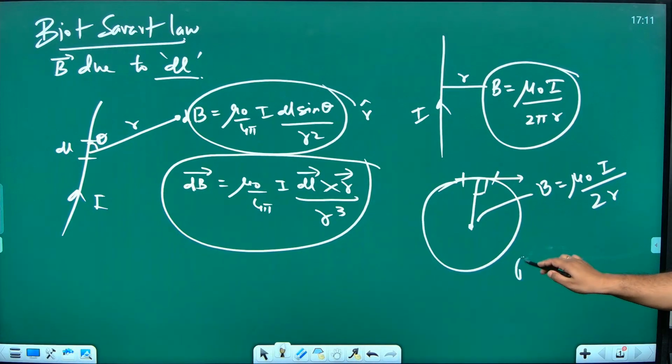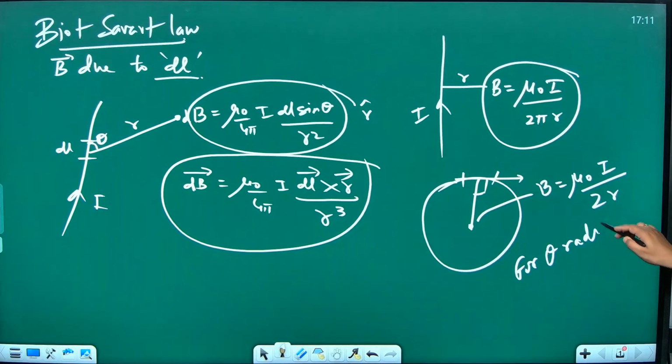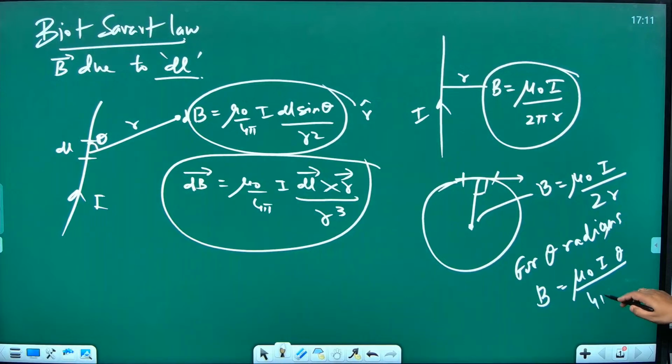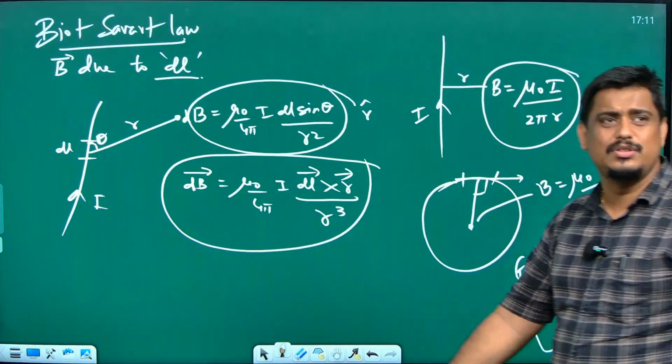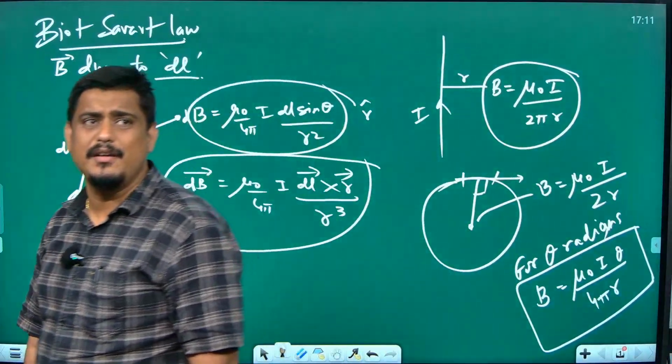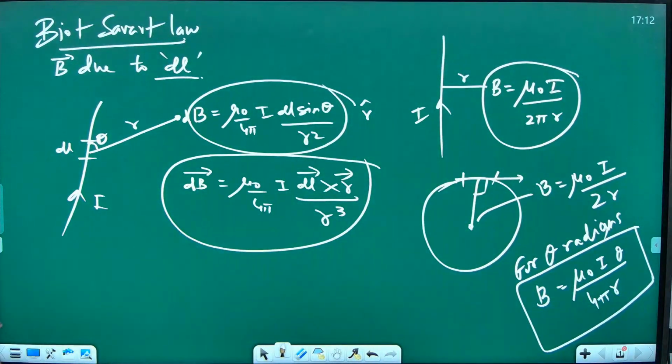If you have a given angle, that is for theta radians, then the formula becomes B is equal to mu naught I theta by 4 pi r. If you remember the formula, this formula is used to find the magnetic field due to a circular current carrying conductor for some theta radians.